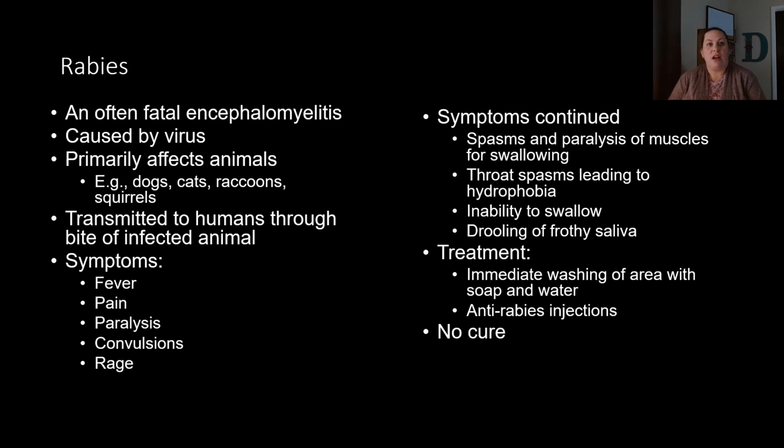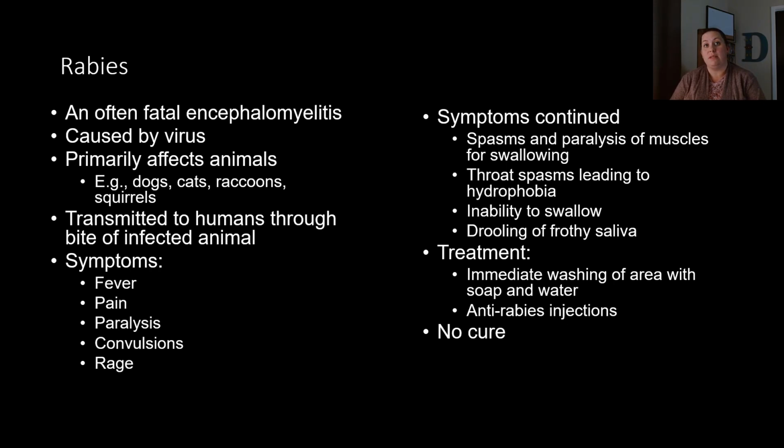The next one we want to talk about with the infectious diseases is rabies. Rabies is often a fatal encephalomyelitis, and this right here is a really big deal because it is caused by a virus, but it's primarily going to affect animals like dogs, cats, raccoons, squirrels, foxes, skunks. They are going to have rabies more often. However, it can easily be transmitted to a human through a bite from an infected animal.